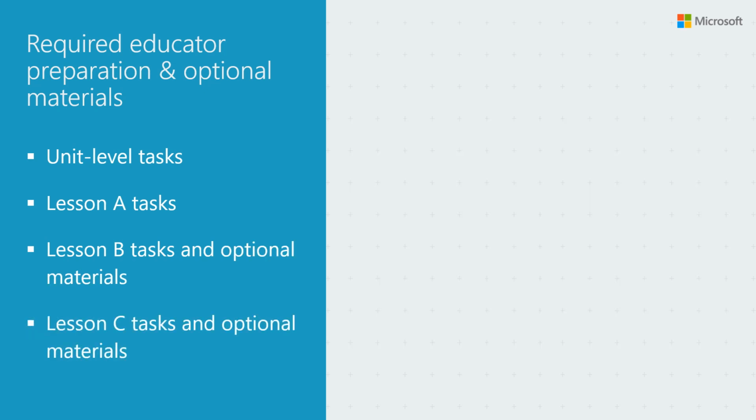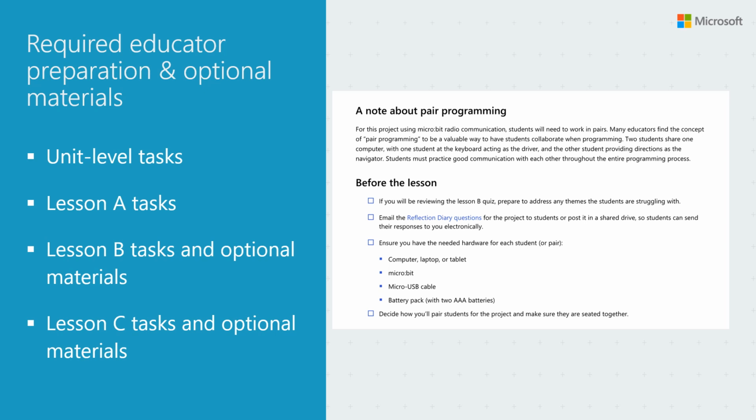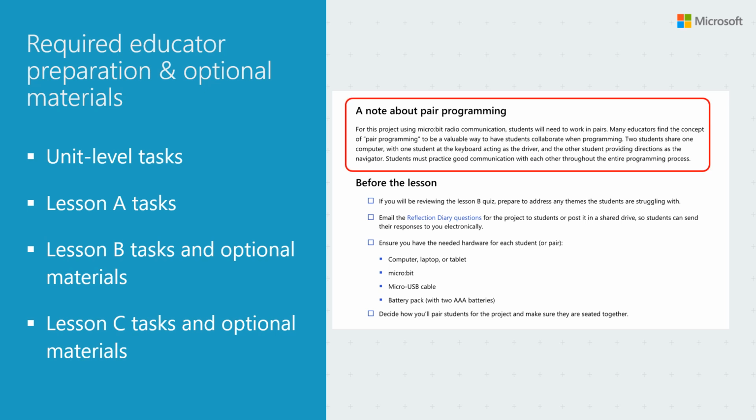And then for lesson C, you'll just want to review the note about pair programming. And you'll want to decide how you're going to pair students for the project so that they can be seated together. Sometimes it works well to have students choose their own partners. Sometimes it works better for you to make the pairs, so you know your students better. But you'll want to decide ahead of time how you want to pair them up.